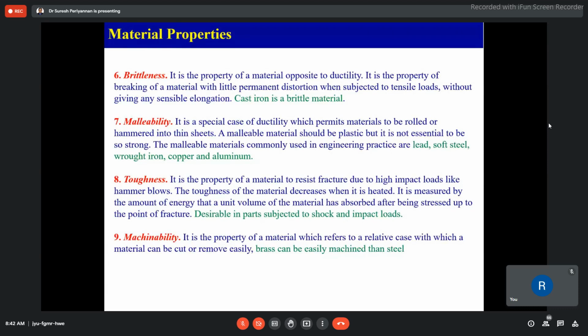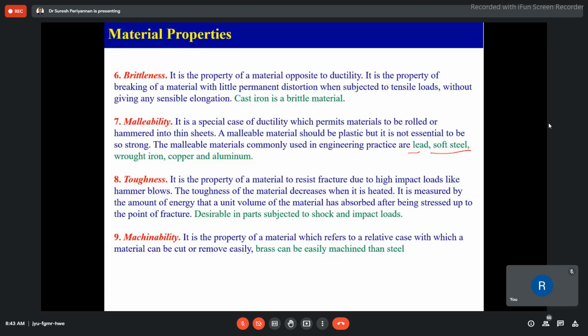Okay, that is when we are considering the malleability of the material. Malleable materials commonly used in engineering parts are lead, soft steel, and aluminum alloys. We are also using copper. For example, for a car body we are using aluminum alloys, as thin sheets. It won't have much strength, but when we make it as a thin sheet, the material should be easily malleable.